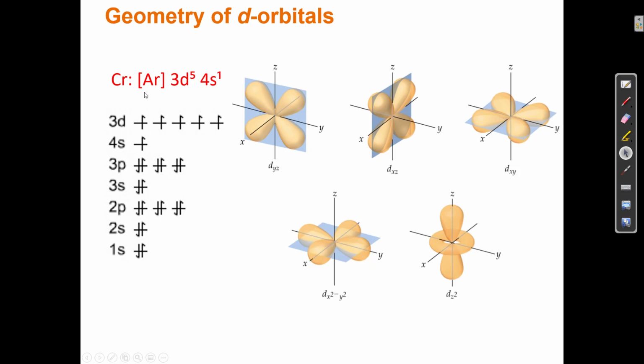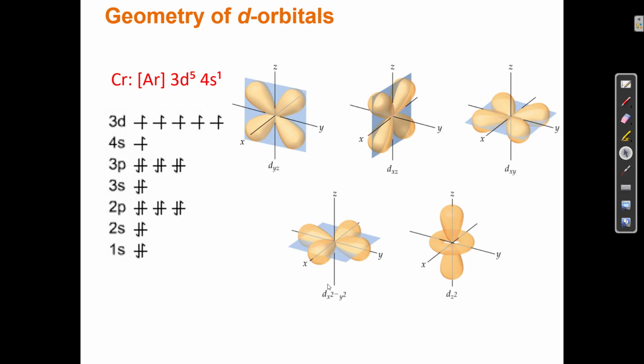And these electrons that are in d orbitals, one of them is in this orbital, one of them is in this orbital, one of them is in this orbital, one of them is in this orbital, and one of them is in this orbital, right? Because there's 5 electrons, and there are 5 different geometries of the orbitals. Now let's look at how these orbitals are different.